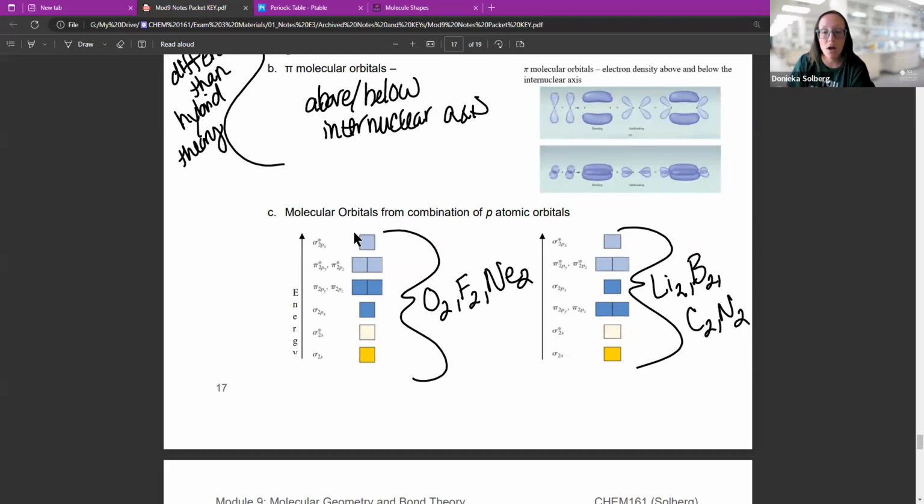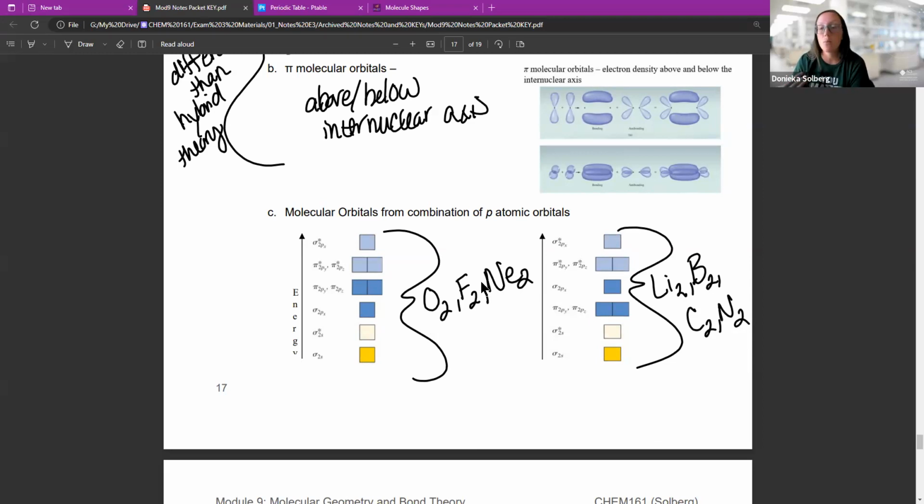This is the structure of the molecular orbitals for molecules like O2, F2, and Ne2. And this is a different structure. They're actually in a different order over here for Li2, B2, C2, and N2, some of which you might recognize as common things we talk about, and some of them you might recognize as things that you've never seen, like Ne2, which is probably going to have a 0 bond order.